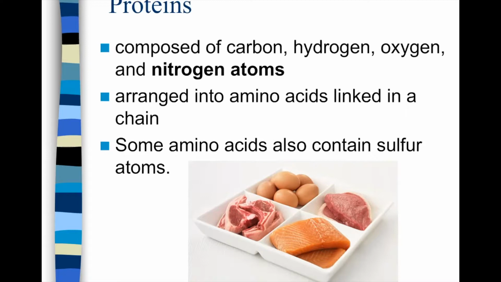Proteins are arranged into amino acid links. So proteins are actually made of something called amino acids, and we're going to talk about exactly what amino acids are, but proteins are combinations of multiple amino acids.